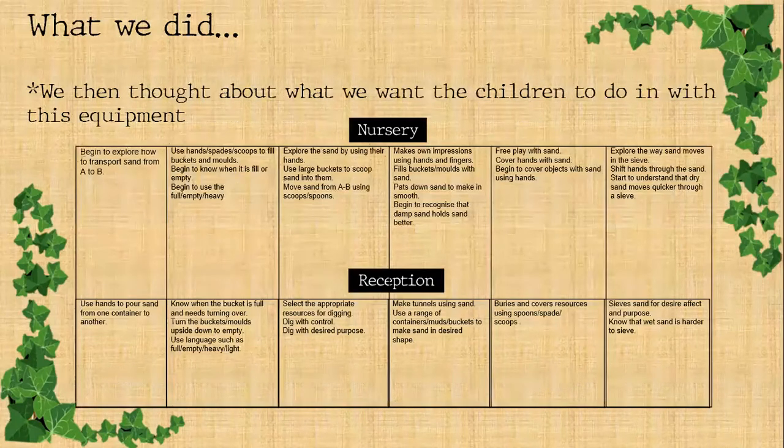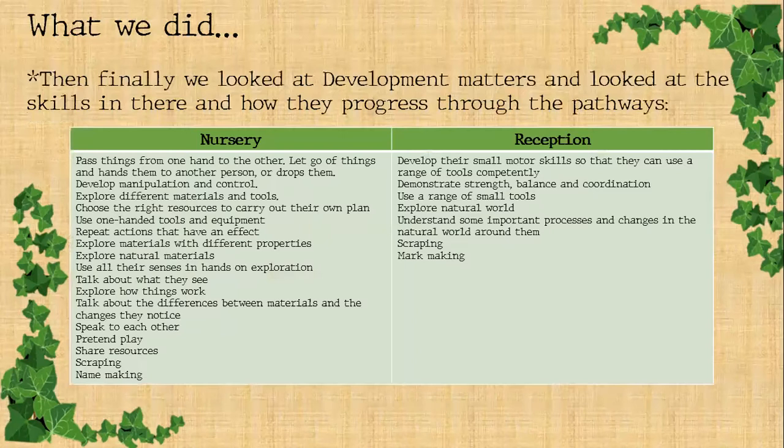And then we thought about what do the children do with that equipment in each area, and we just wrote it underneath the equipment. So we just thought about what they wanted to do or what they could do with the equipment. I won't read it. If you go into the files, you'll be able to download this document and have a look. But yeah, we just thought about what do they actually do with that equipment. So that's what we did for nursery and reception.